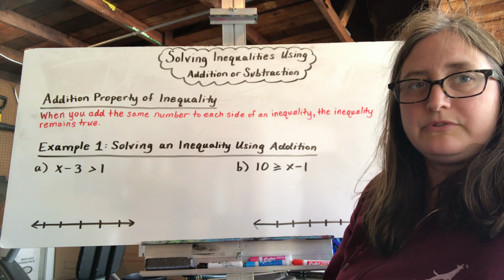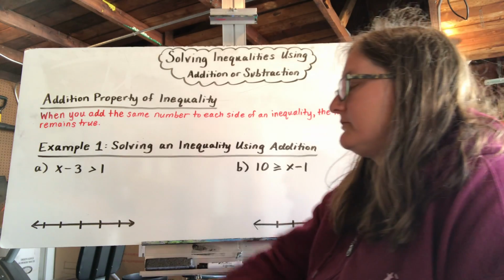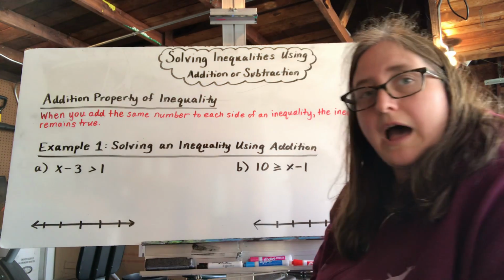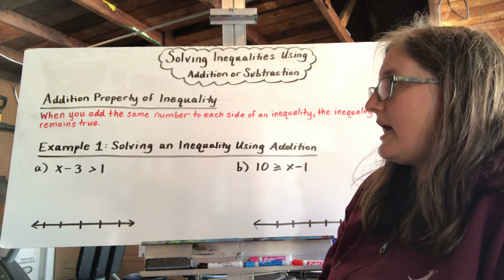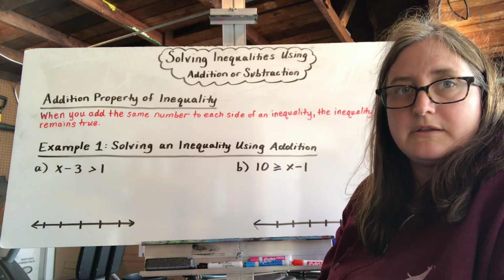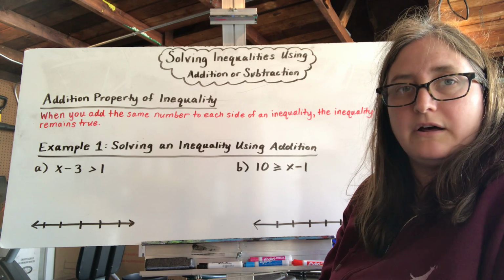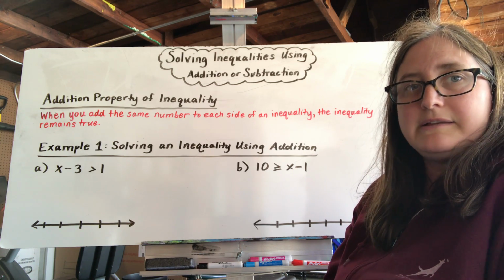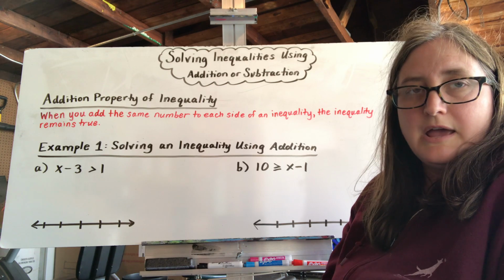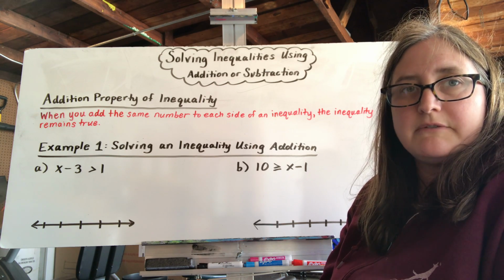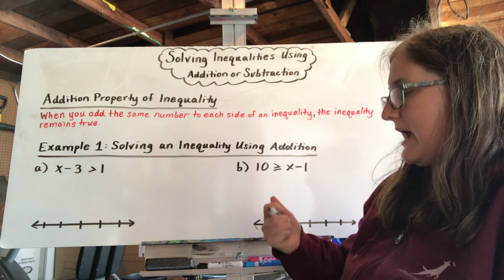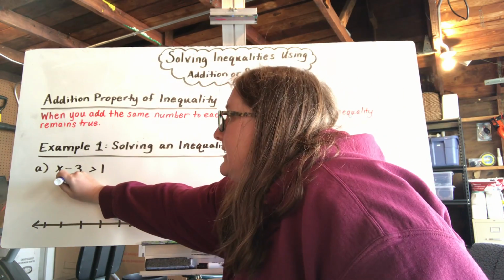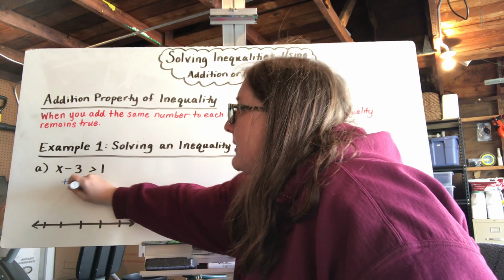So if I'm trying to solve an inequality like x minus 3 is greater than 1, I always start on the side with my variable, which in this case is x, and I have an x minus 3. If I want to get x by itself, I'm solving for x, I need to get rid of the minus 3. And I can do that by using my inverse operations. The opposite of minus 3 would be to add 3. But I need to do it to both sides of my inequality.